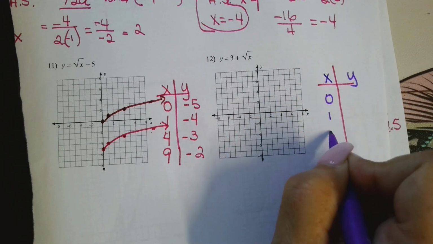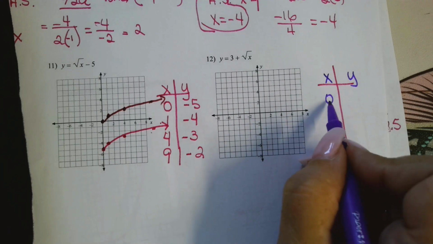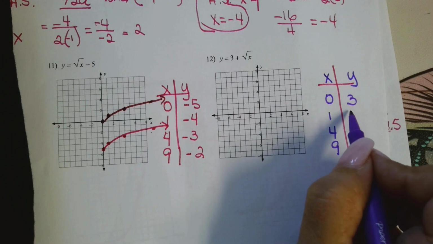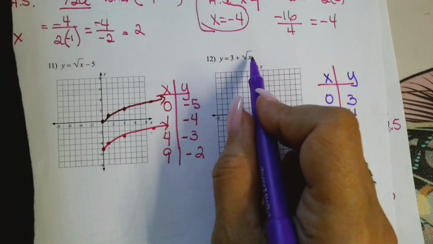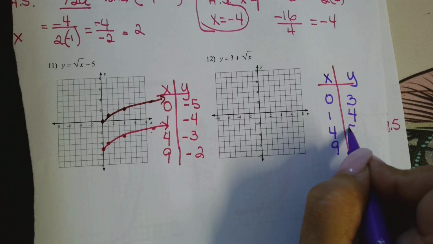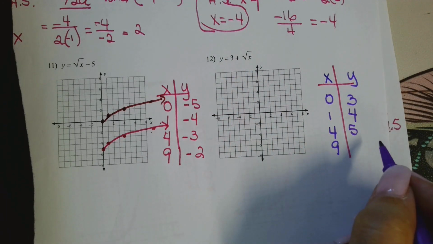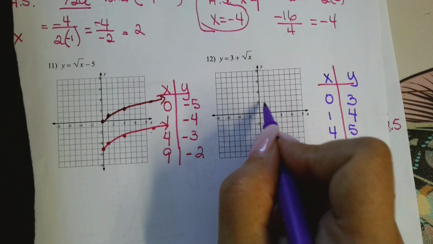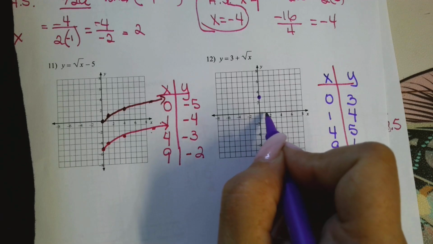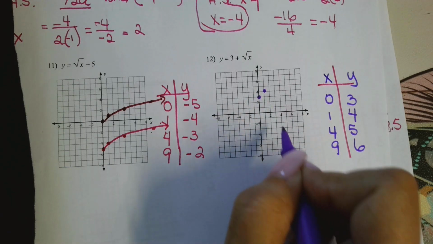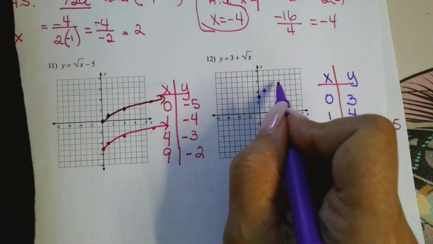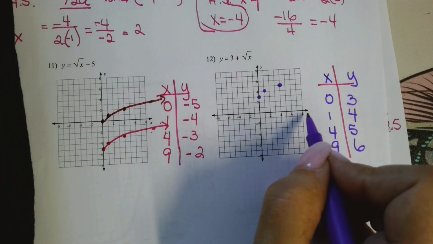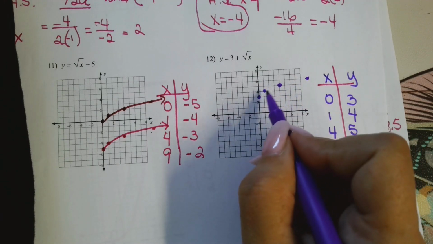Again, 0, 1, 4, and 9. If you use 0, this is going to be 3. If you use 1, this is going to be 4. If you use 4, the square root of 4 is 2. 2 plus 3 is 5. If you use 9, the square root of 9 is 3. 3 and 3 is 6. So at 0, we are at 3. At 1, we are at 4. At 4, we are at 5. And at 9, which is out here, we would be somewhere up there.